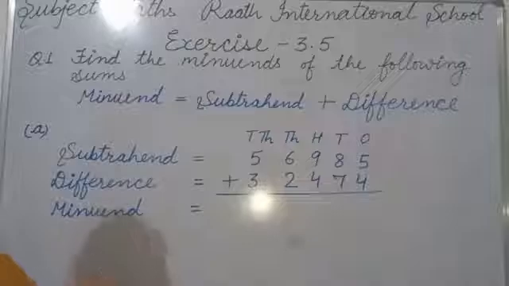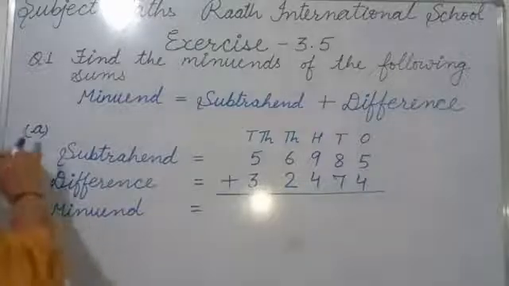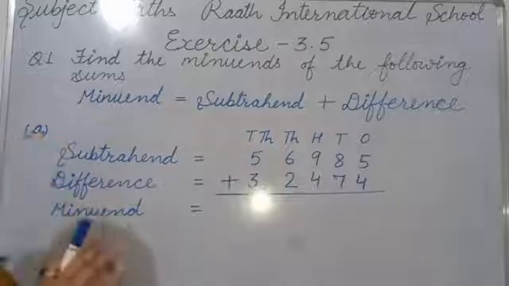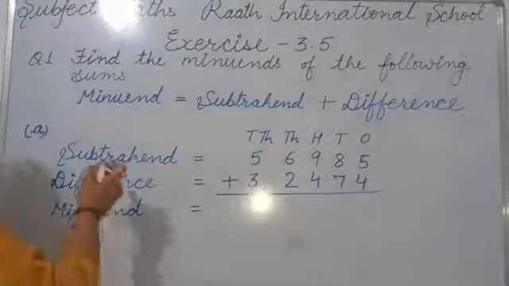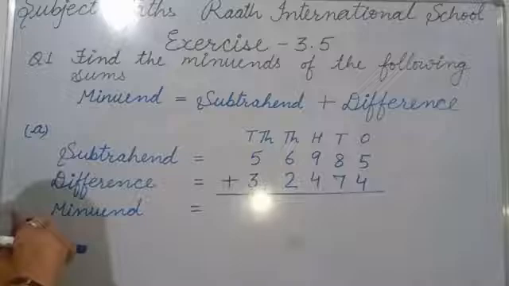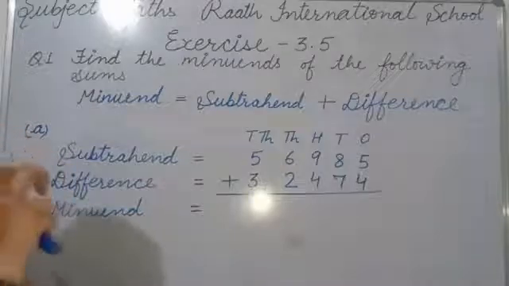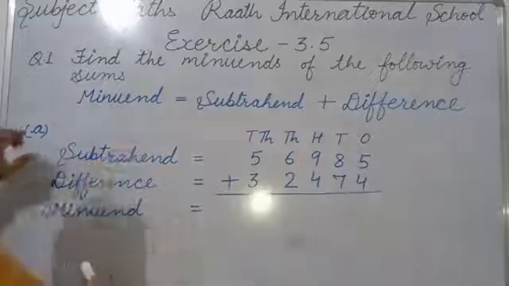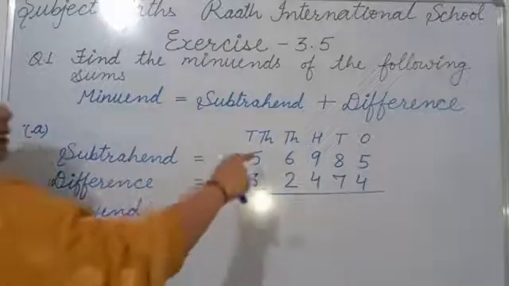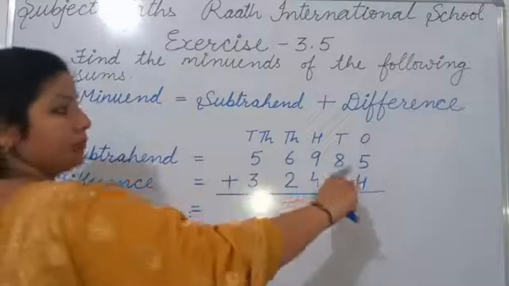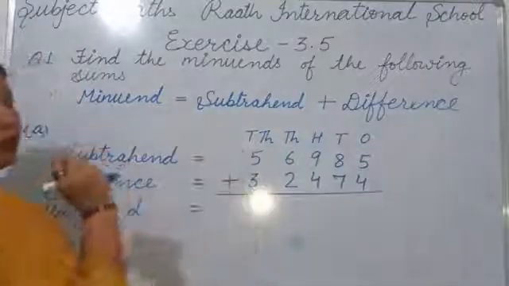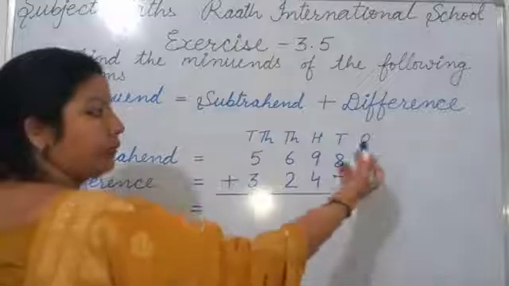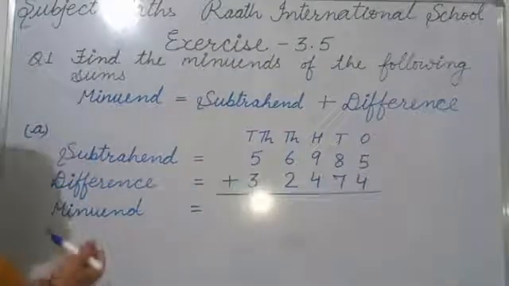Okay, so here is A part. There are 4 parts, A, B, C, D, and in every part the subtrahend and difference are given, and the space is left for the minuend. So you will not do it like fill-ups, you will do it in this manner. Firstly write subtrahend and then write the number of the subtrahend. You should write in columns also. Then write difference down below the subtrahend.